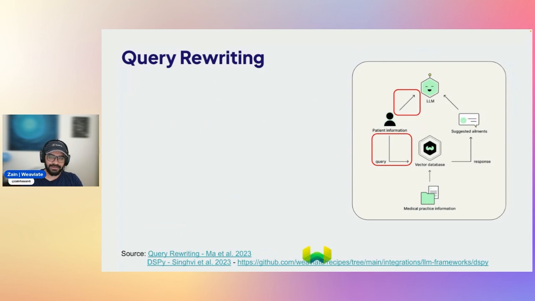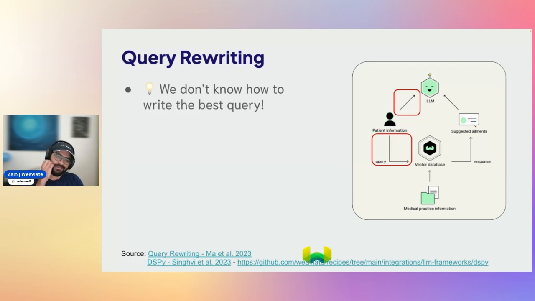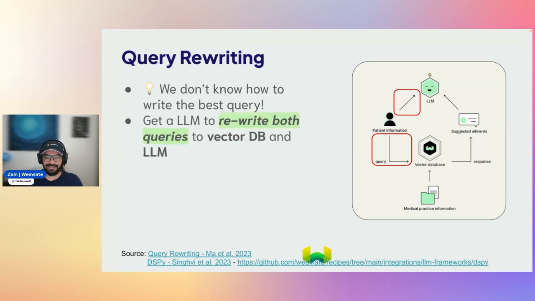Another powerful technique that people are starting to use is query rewriting, and more generally, query transformation. The idea here is to admit that we don't know the best way to talk to language models or to vector databases. So what we do is we get a language model to rewrite our queries to the vector database, as well as our queries or prompts to the language model.